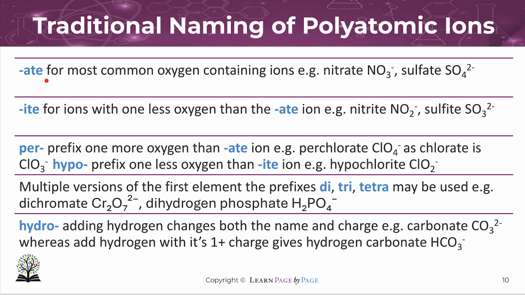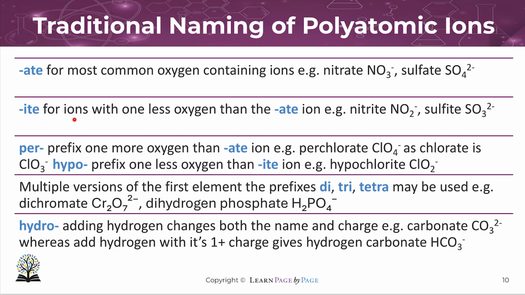The first, ATE. When ions end in ATE, this is the most common oxygen-containing ion. For example, nitrate has 3 oxygens, and sulfate has 4 oxygens. And this would be the most common form of a nitrogen and oxygen containing ion. So NO3 1-, that's nitrate, and sulfate, SO4 2-.